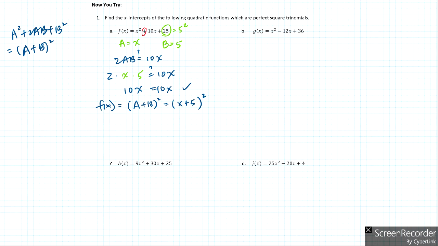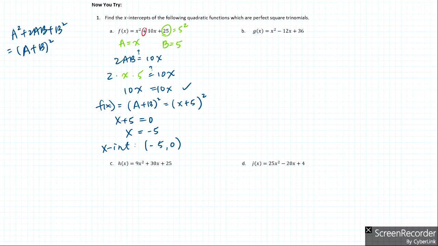Now that we have this factored form, we can set it equal to 0, and the only distinct factor we have is x plus 5 being 0, so x is equal to negative 5. Therefore, the x-intercept is (-5, 0). Whenever you're ready, we can move on to part B.